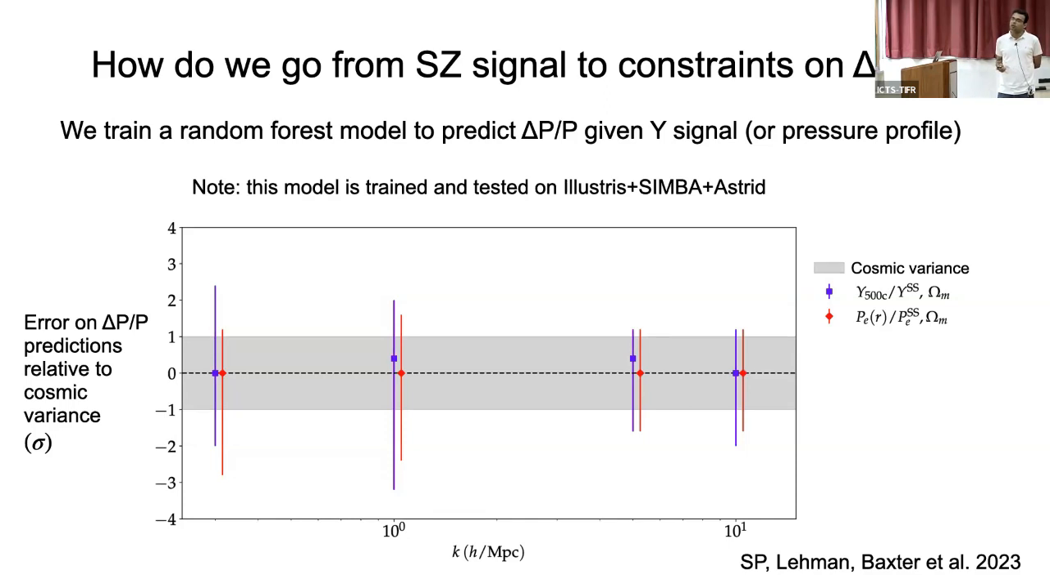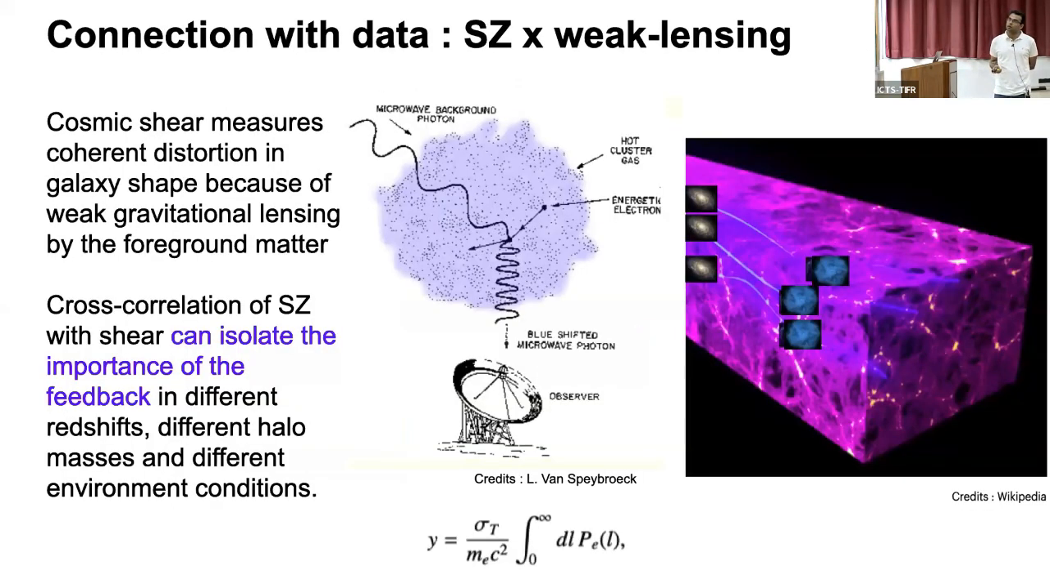So the plus minus 1 sigma gray band is as best as you can do, and what you can see is that if you give the tSZ signal, which is Y500 over Y_SZ, you recover fairly similar results on delta P over P as a function of scale. So it seems like this random forest regressor is a pretty good model. Given any of the SZ signals, it can give us a handle on delta P over P. So it'll be good to see if we can connect it with data.